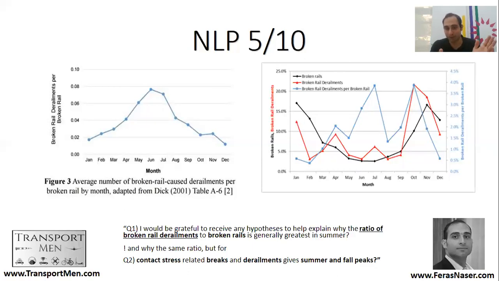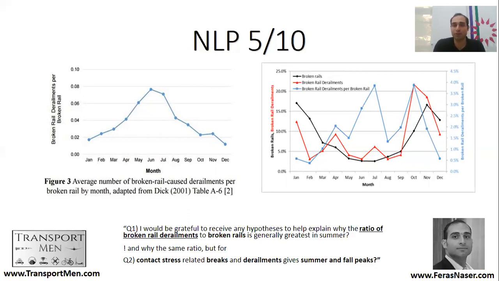And they threw a question: I would be grateful to receive any hypothesis to help explain why the ratio of broken rail derailments to broken rails is generally greatest in the summer. So he's asking for an answer to this question. And the second question is why the same ratio, but for contact stress related breaks and derailments, gives summer and fall peaks. So this is the diagram on the right hand side.